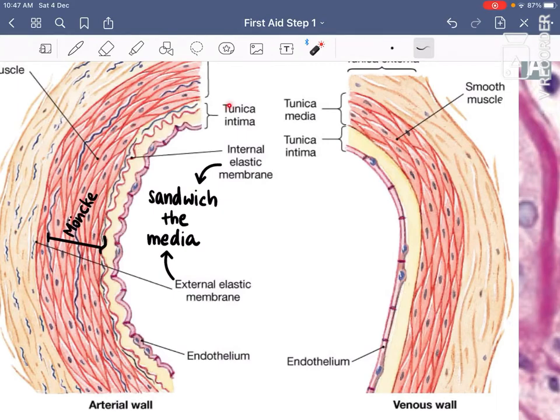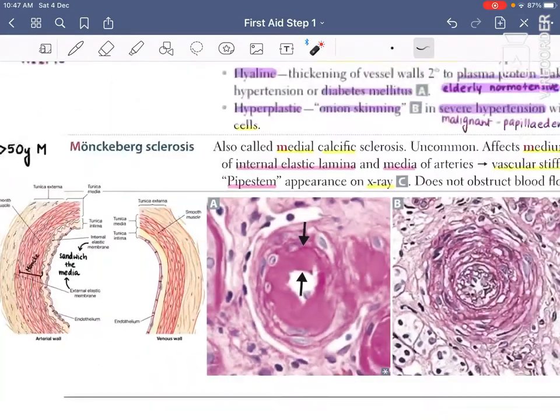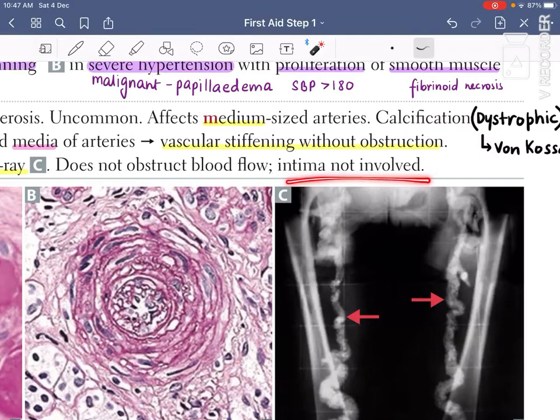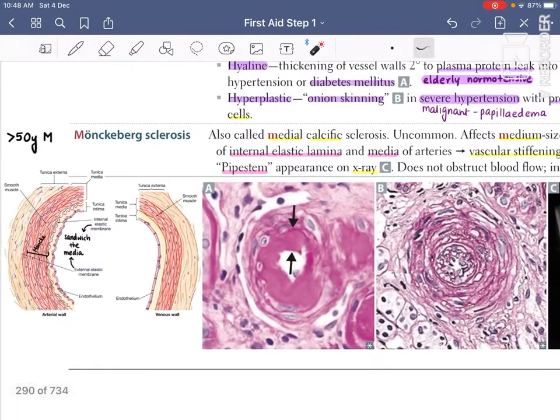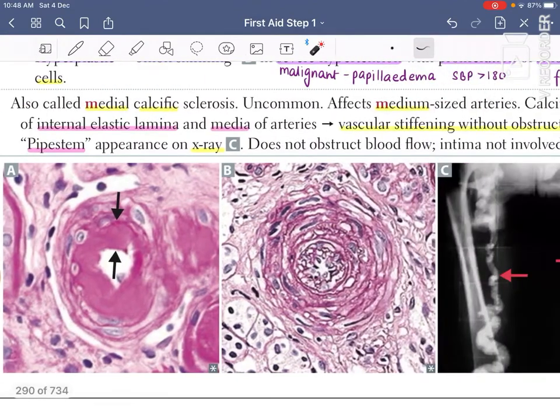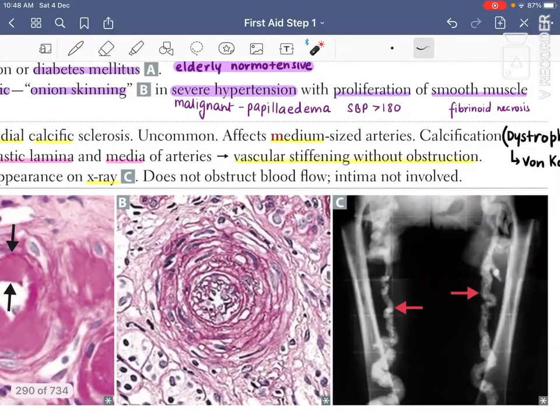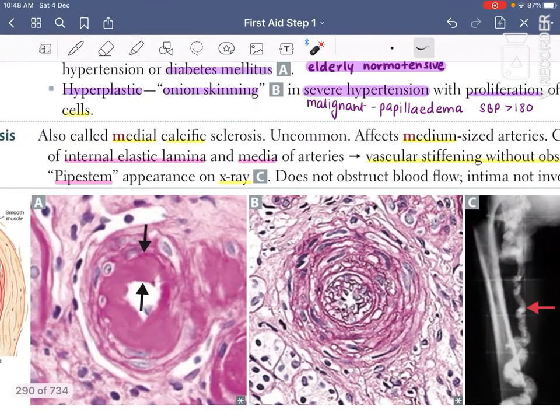They have made this clear here, that the intima is not involved, but I haven't highlighted it because I didn't feel the need to, when you have so many good images and they have already explained that the internal elastic lamina is there in the media. These two are involved basically. So that's why, because it does not go inwards, it does not cause any obstruction. Without obstruction, but there is vascular stiffening. Obviously vascular stiffening has to be there, but since it's not going inwards, there is no obstruction as such. So you have this appearance, the pipe stem appearance, and here they have already shown it to you on x-ray.